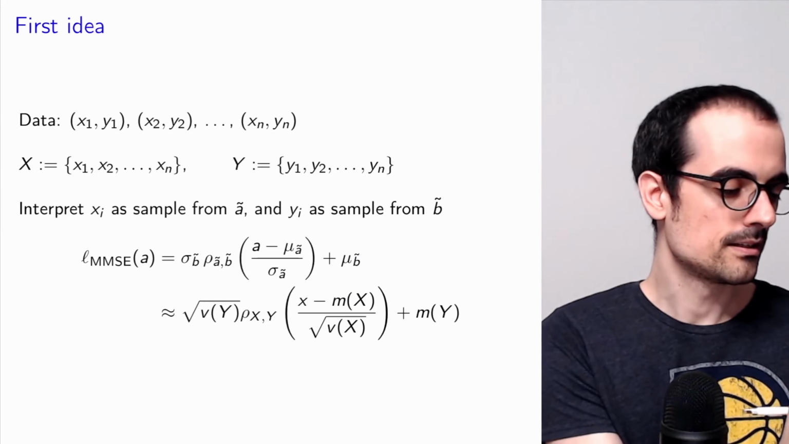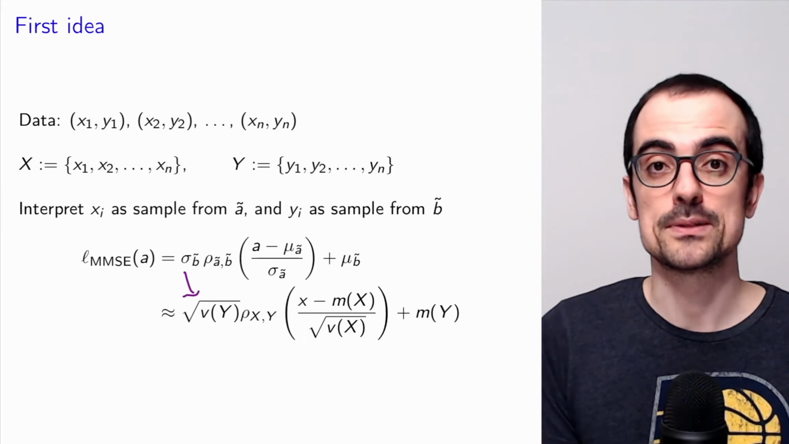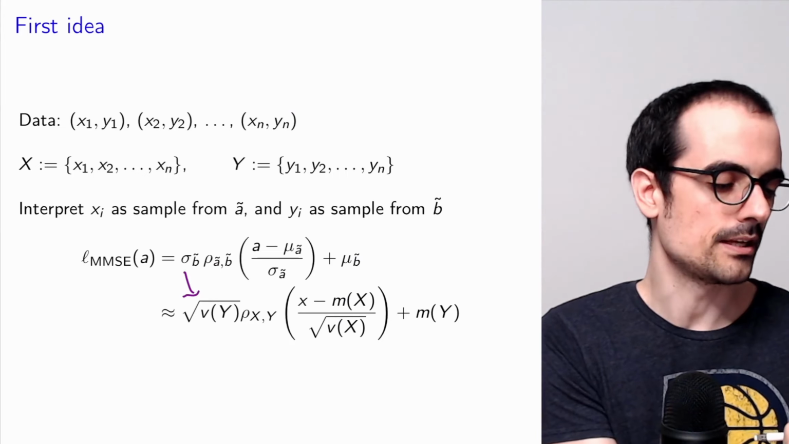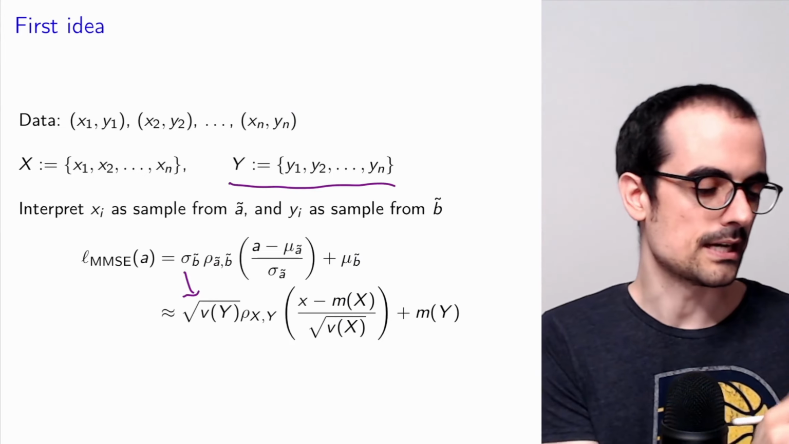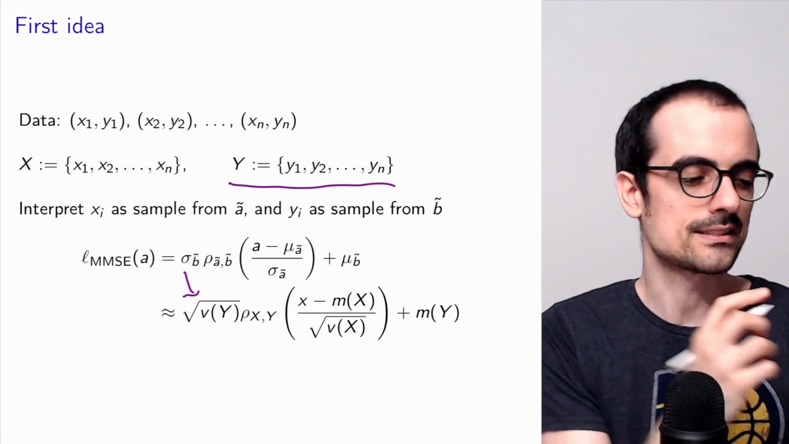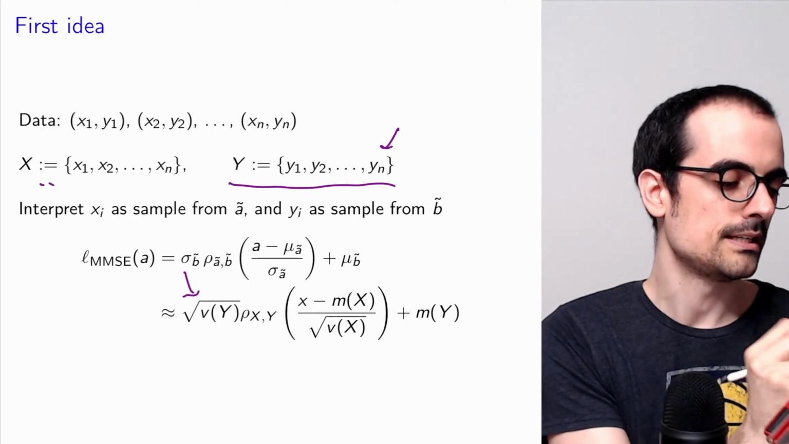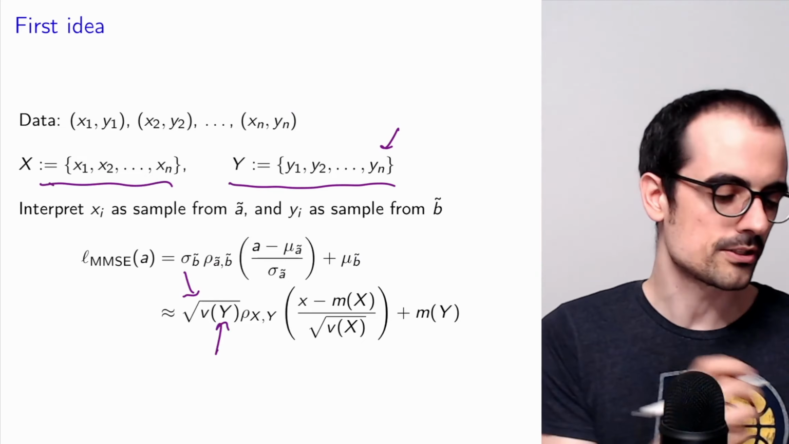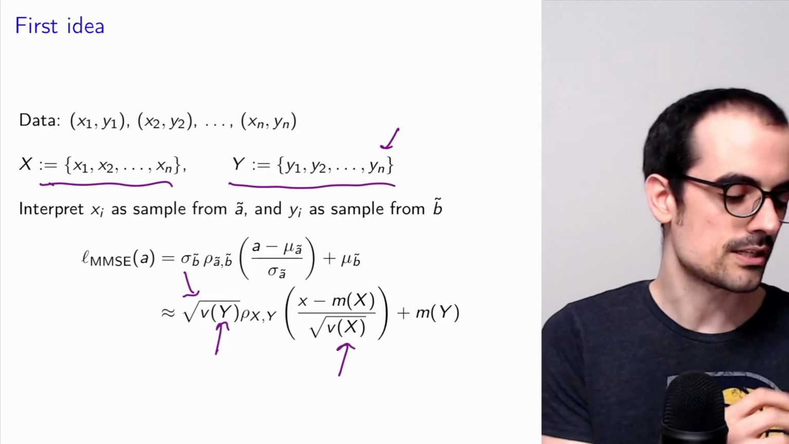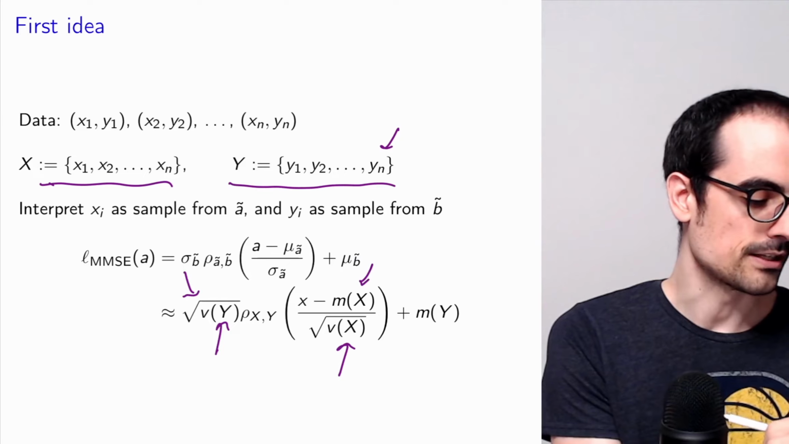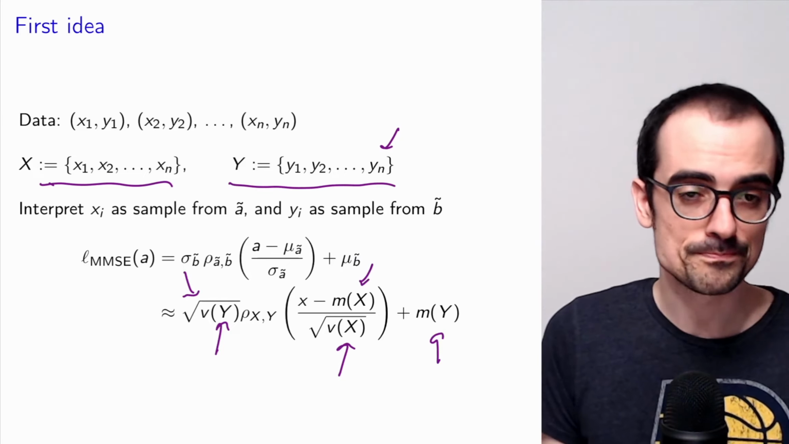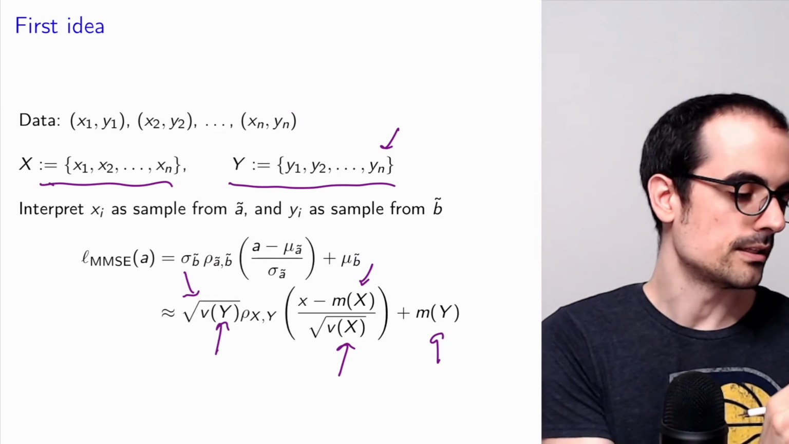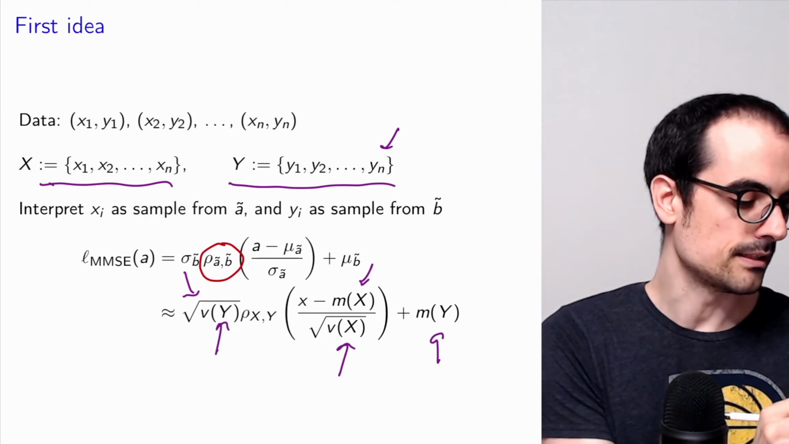We can plug in here the sample standard deviation, which is the square root of the sample variance of y. If we create a data set of responses, and these are the data set of features, then this is the sample variance of the responses, and this is the sample variance of the features. Same for this, the sample mean of the feature, and this, the sample mean of the response. So we basically replace the mean by the sample mean, the variance by the sample variance, and the correlation coefficient by the sample correlation coefficient.